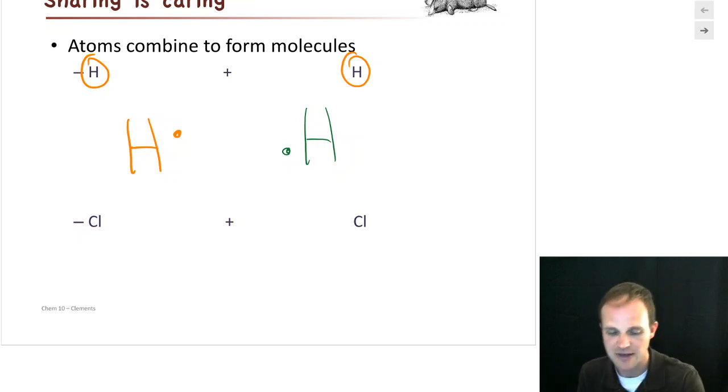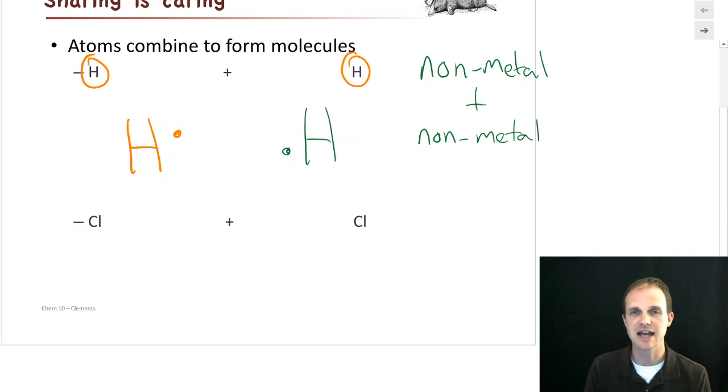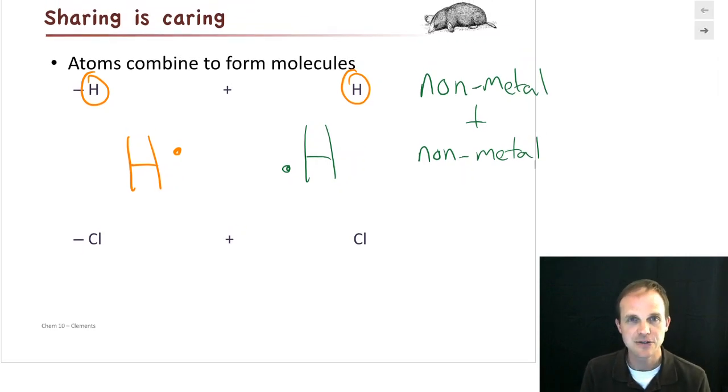And so when we have a non-metal plus a non-metal, we actually don't end up doing the giving away electrons and taking electrons thing. We do what we call sharing, and sharing is caring. Right? So what do we have? We have hydrogen number 1, hydrogen number 2. Each of them has one valence electron. If you look at their nearest noble gas, it's helium, which has 2 valence electrons.